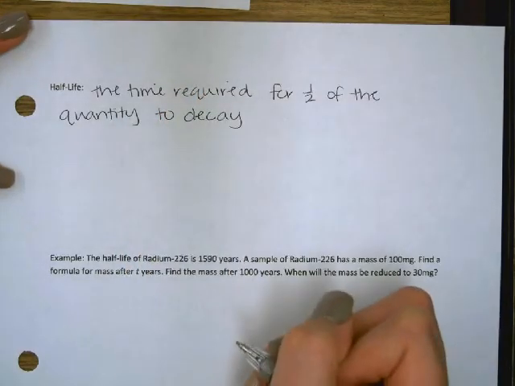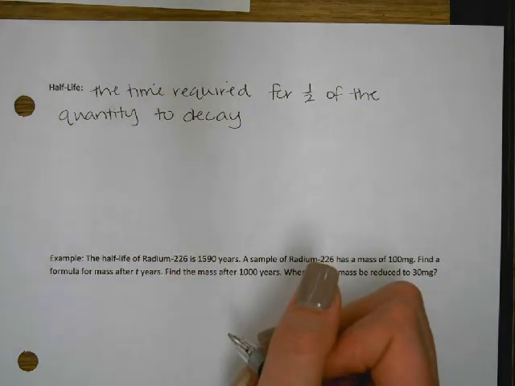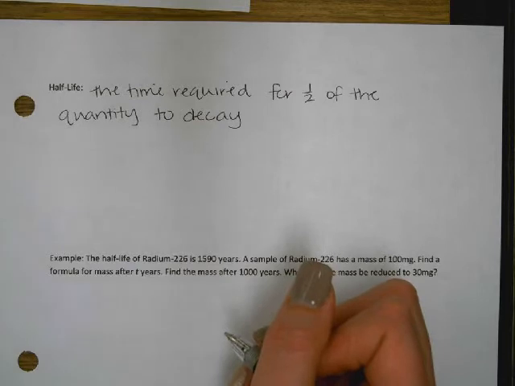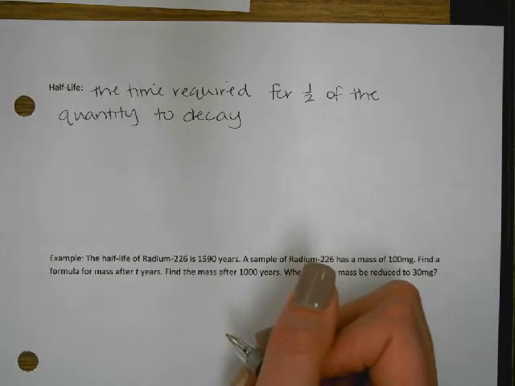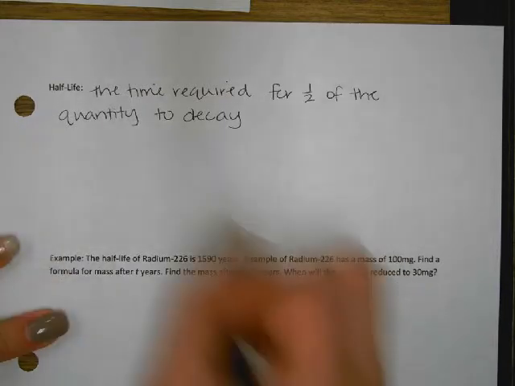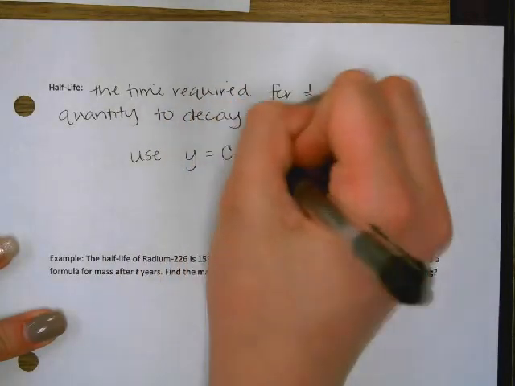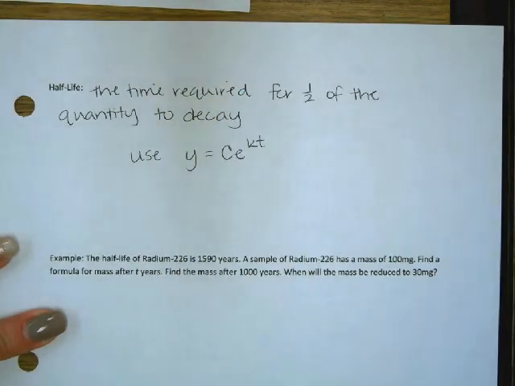So if you said the half-life of carbon something, whatever number, was 500 years, and you started off with 100 grams, then in 500 years you would have 50 grams, and in 500 more years you would have 25 grams, and then in 500 more years you'd have 12.5 grams. So that's what it means by half-life. So we're going to say that we are using y equals CE to the KT. We're still going to use that.